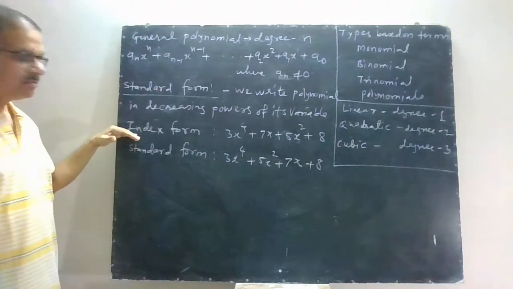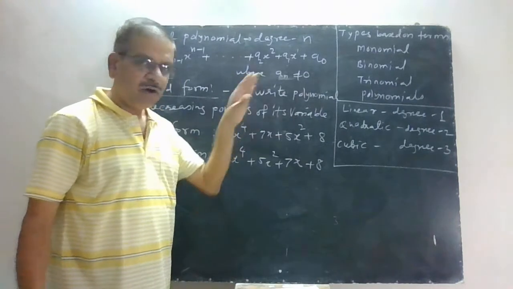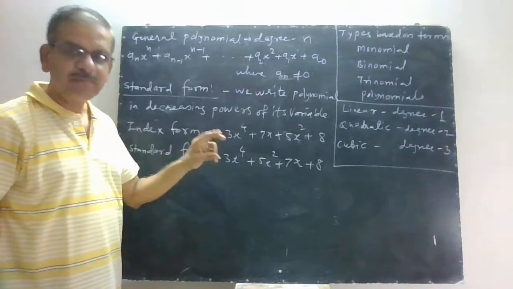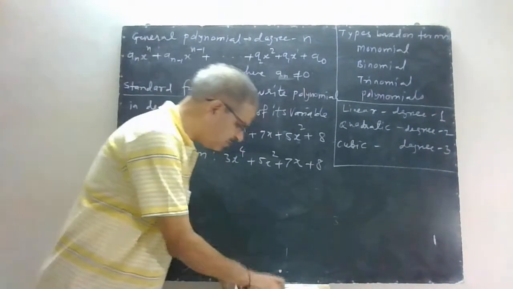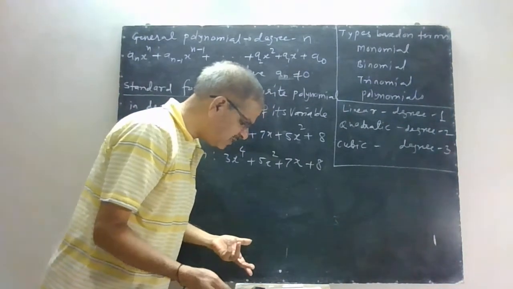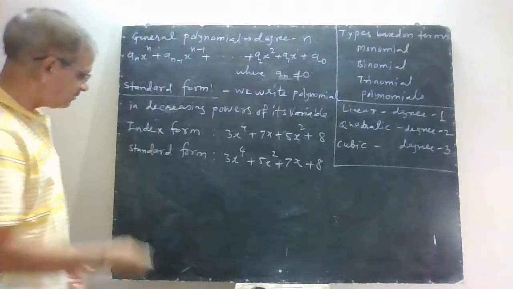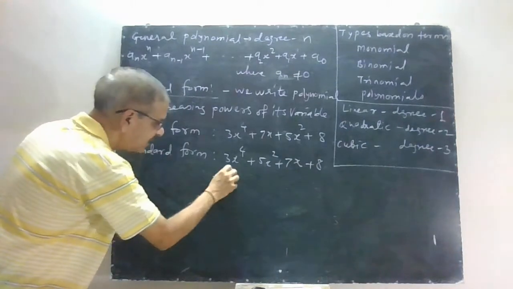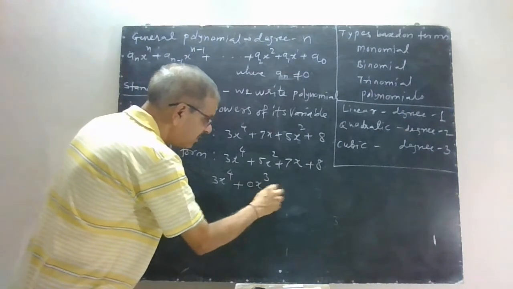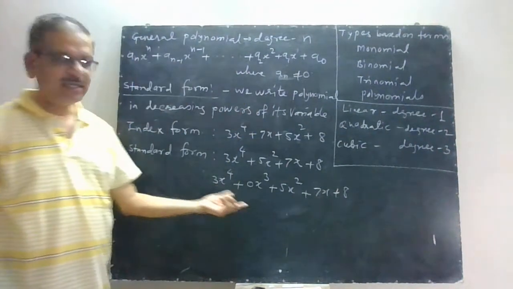Now what do you mean by index form? In index form, we write all the terms, that means all possible terms. If a term is not present, we write the term with its coefficient 0. There is no specific definition given, but if we write all terms of the standard form, then it is called index form. So it is 3x raised to 4. There is no cube term here, so write 0x cube plus 5x square plus 7x plus 8. This type of writing is called index form.